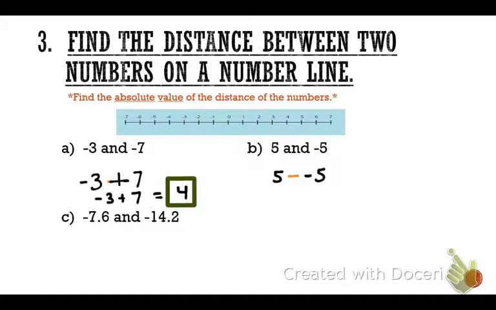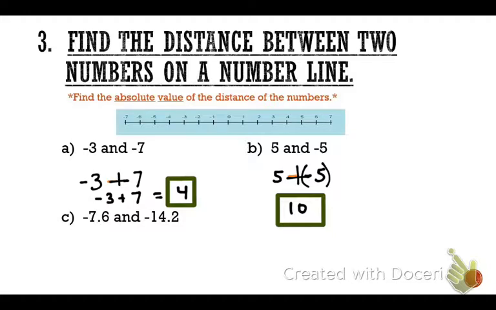Negative 5. What do I do to those 2 negative signs? Turn it into a positive, and my answer is 10. Now remember, you're not just finding the answer, you are actually finding the distance. So let me help you by using the number line.